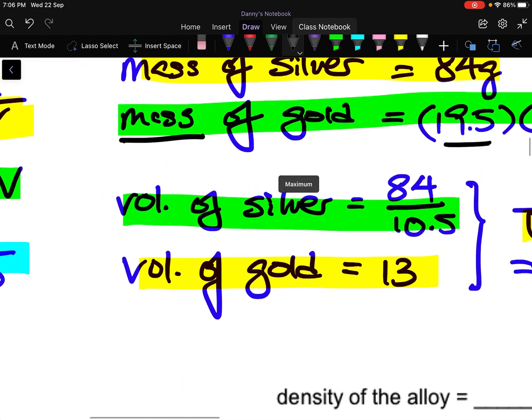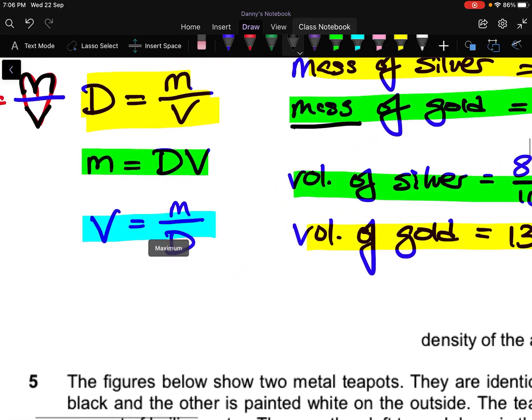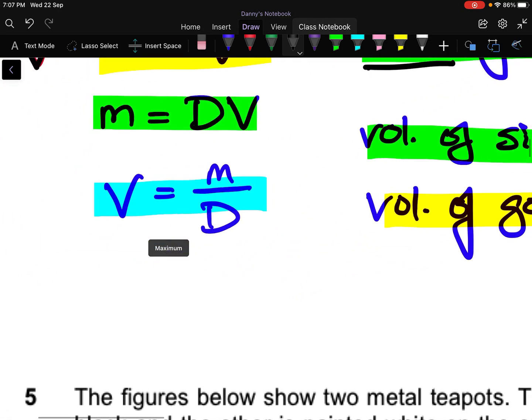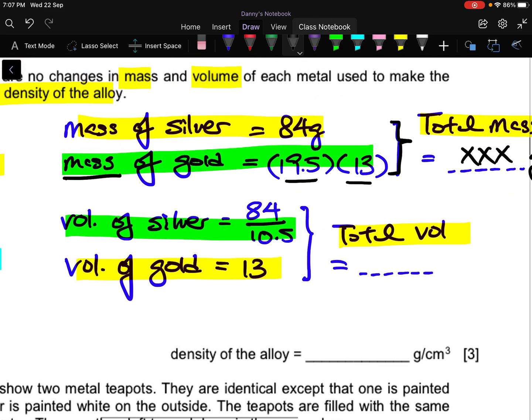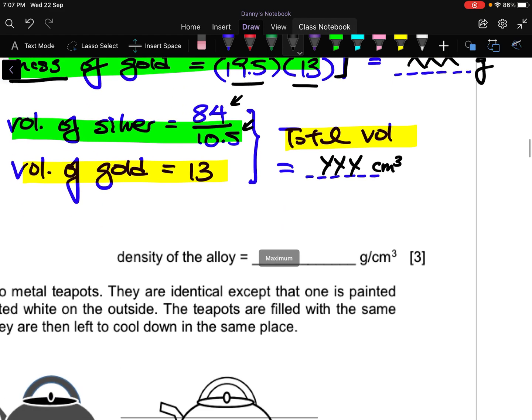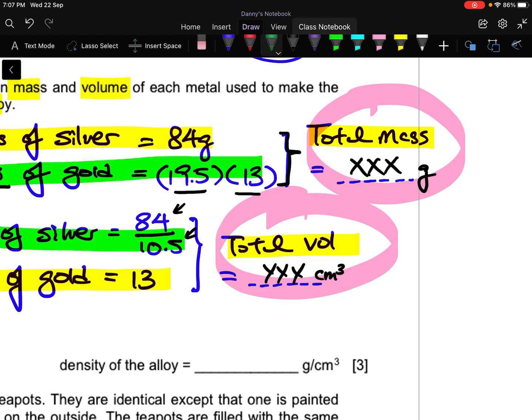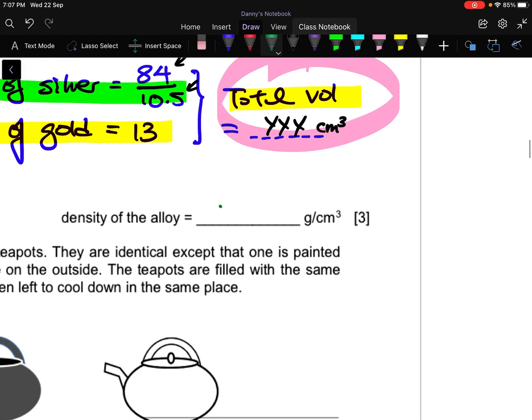Do the same thing for the volume of silver, the green color one. The volume of silver you can find from here, mass over density. So this is what I am doing. This is my mass and then my volume. You sum it up and you will get something in cm cubed. To find the density of the alloy, you just take the total mass divided by the total volume, and you should get an answer. Remember to leave your answer in 2 SF.